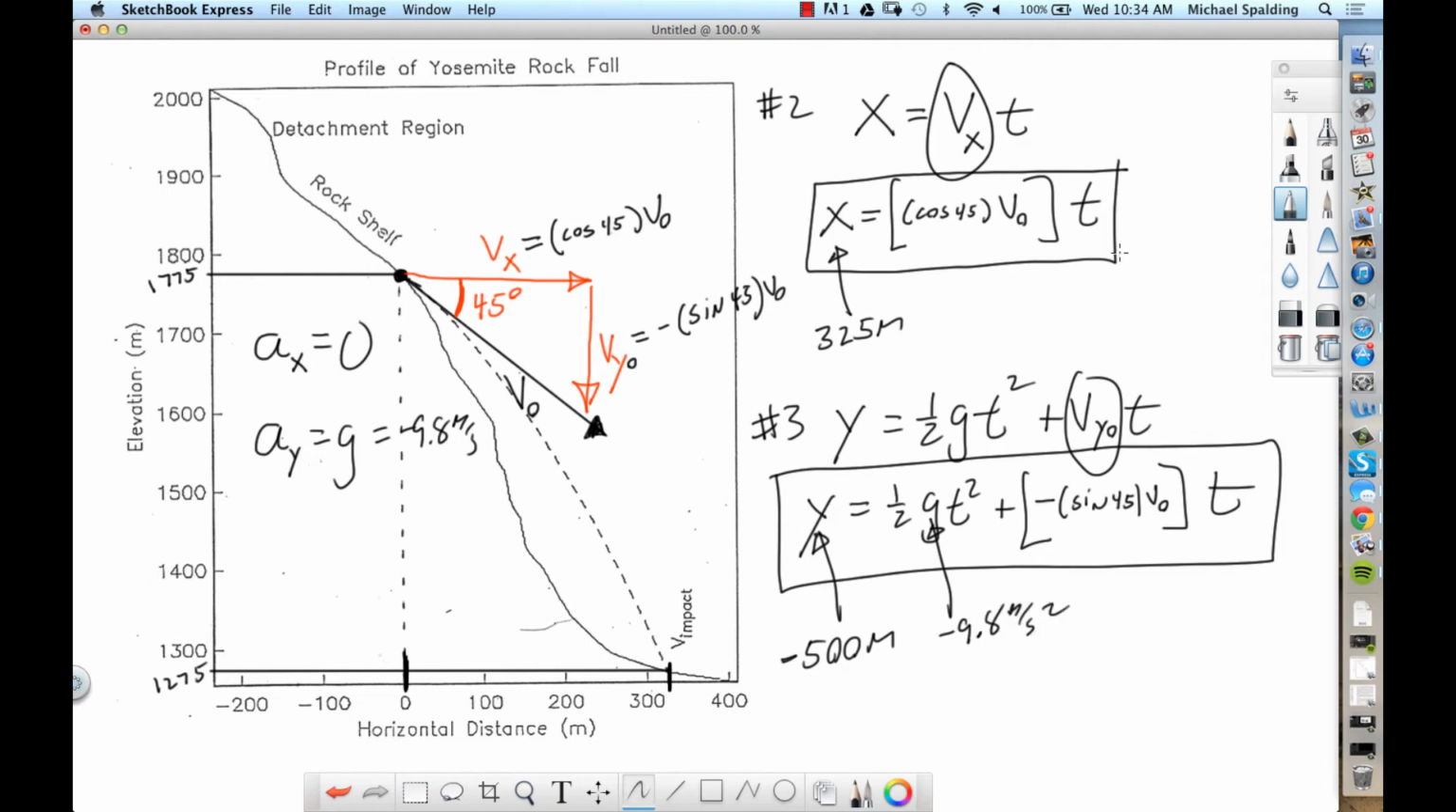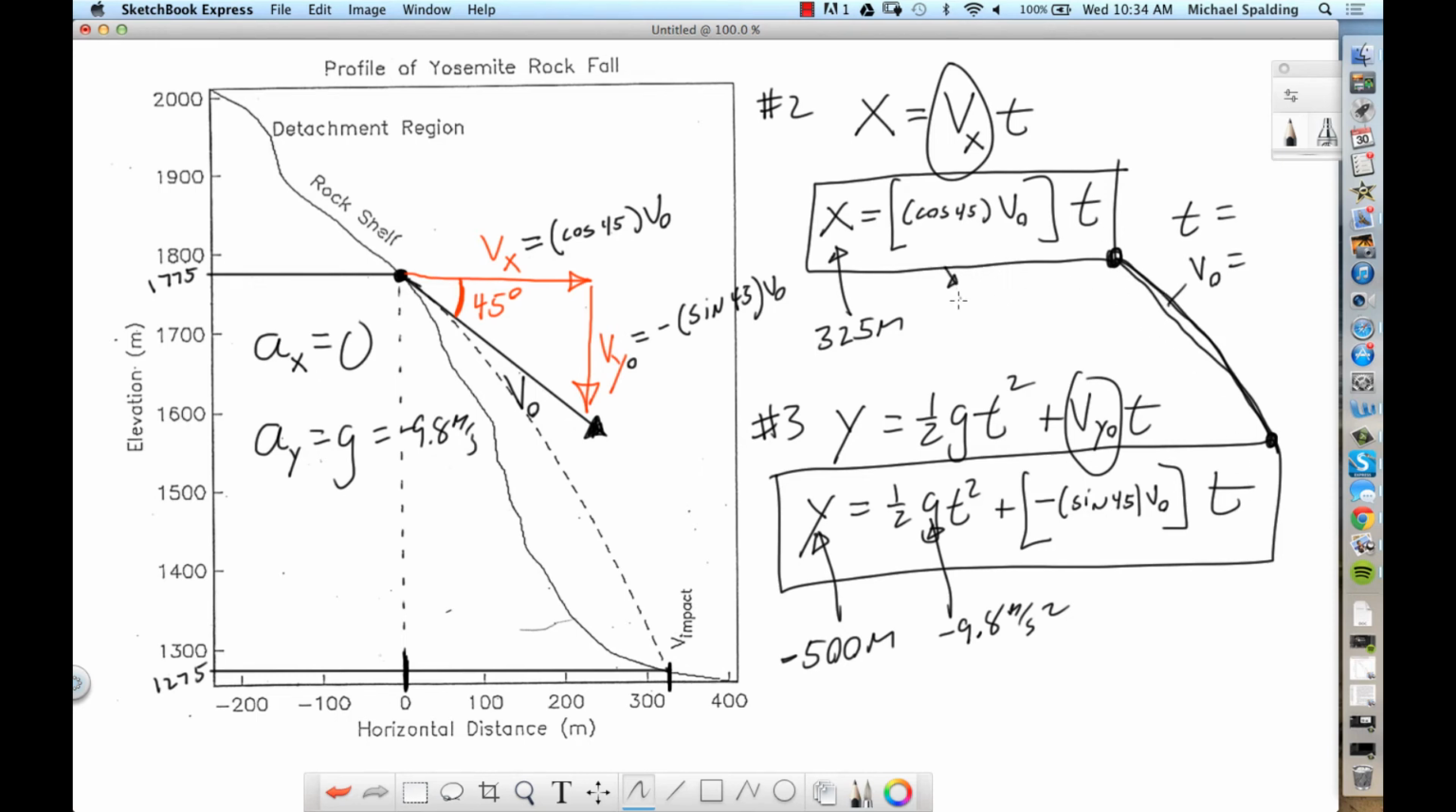Okay? Now, look. These two equations right here have two things in common. What do these guys have in common? T and V initial, right? If you have two equations and two unknowns, can you solve it? Yeah. So here's where the algebra gets kind of crazy. What you're going to do is substitute these equations together, and let me be even more clear.